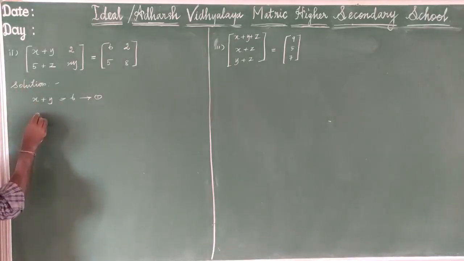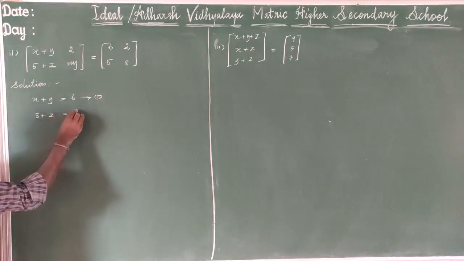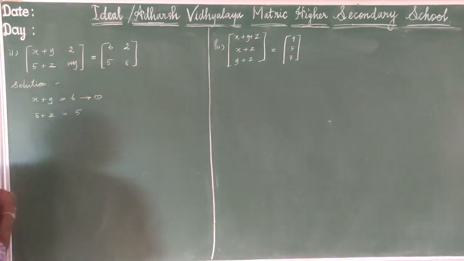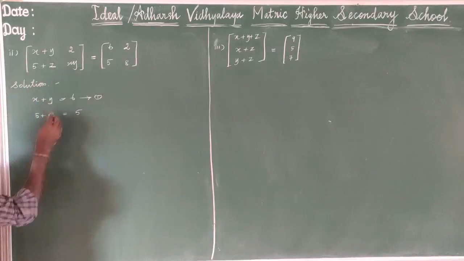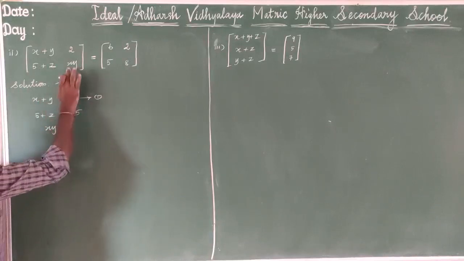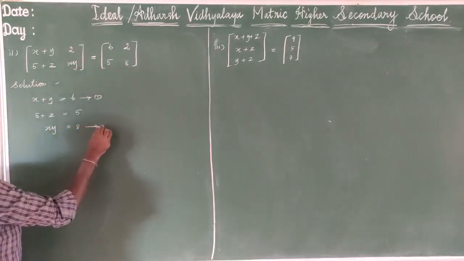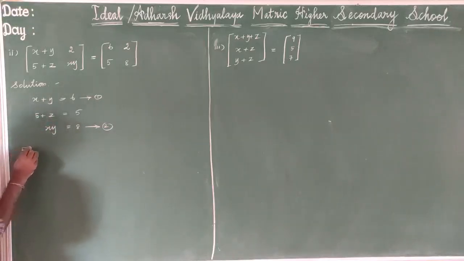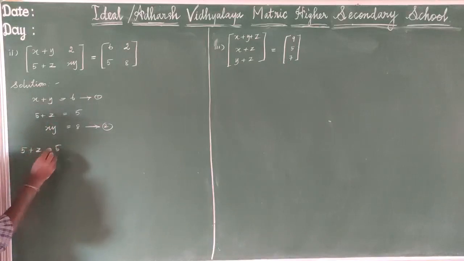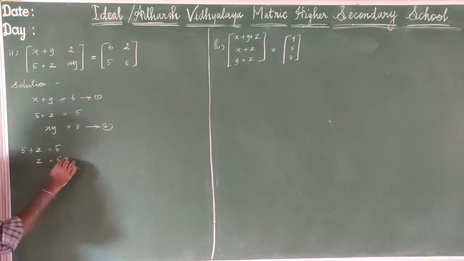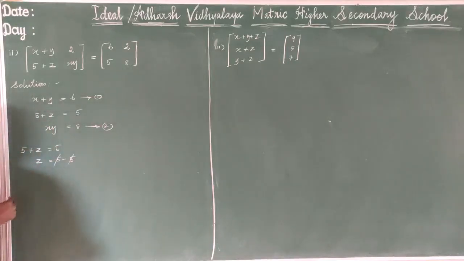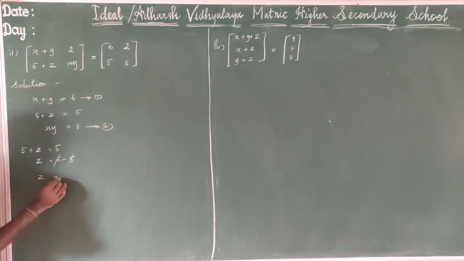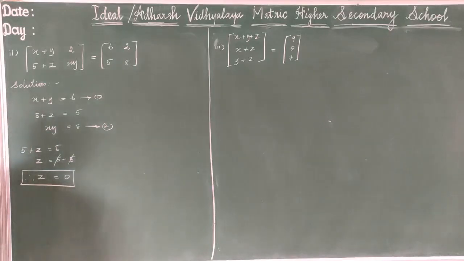Then 5 plus z is equal to 5. Then xy is equal to 8. That is equation number 2. Right. Then 5 plus z is equal to 5, so z is equal to 5 minus 5. Plus 5 and minus 5 cancel. Therefore z is equal to 0.